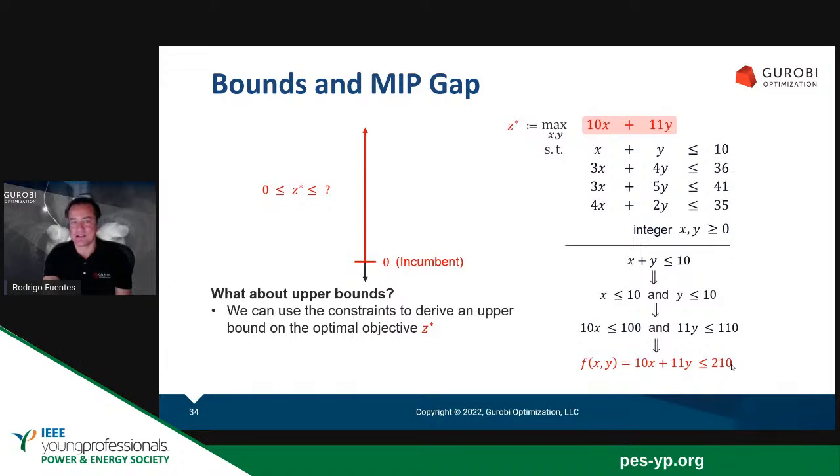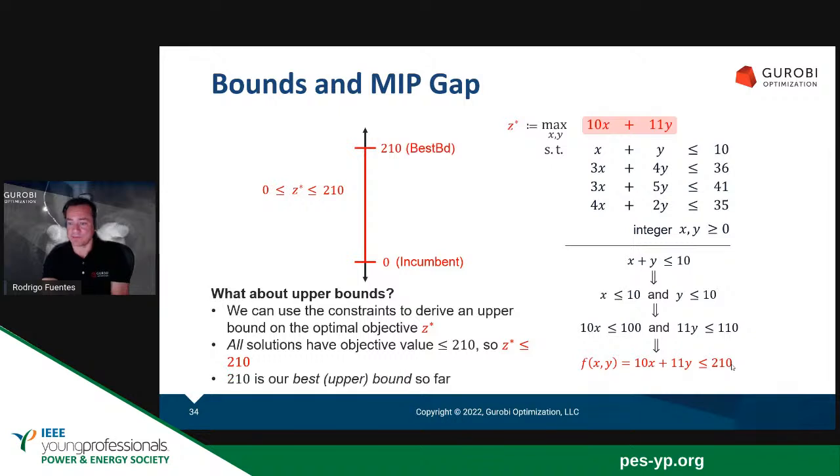So let's add that. We know that our solutions have a value that cannot be more than 210. So let's add that as an upper bound. Okay, so what we know so far is that our objective function cannot be worse than zero, but it cannot be better than 210, right? We know that our objective has to be constrained to that range between zero and 210. Okay, so that's our upper bound. That's what we call an upper bound.